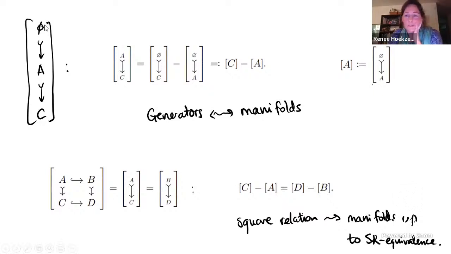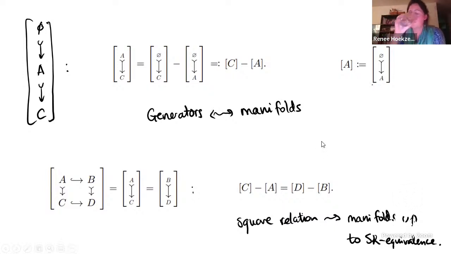Okay, so if I have a map A to C, then I can also take an embedding of the empty set into A. If I take the boundary of this, I get that A to C, which is the last bit, is 0 to C, which is the whole composite, minus the empty to A. So I can now think of all of my generators as empty sets going into a manifold, and I represent this by just writing the class of the manifold.